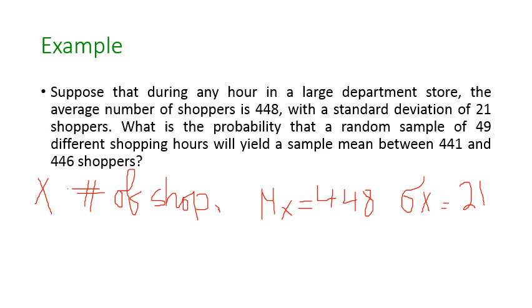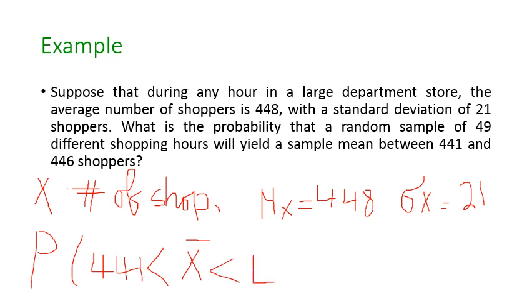He's asking about a probability related to the sample mean of the number of shoppers. So to write the probability statement, I will write the probability that x bar, the mean of the number of shoppers, lies between 441 as mentioned in the question above and 446. So this is the probability statement.